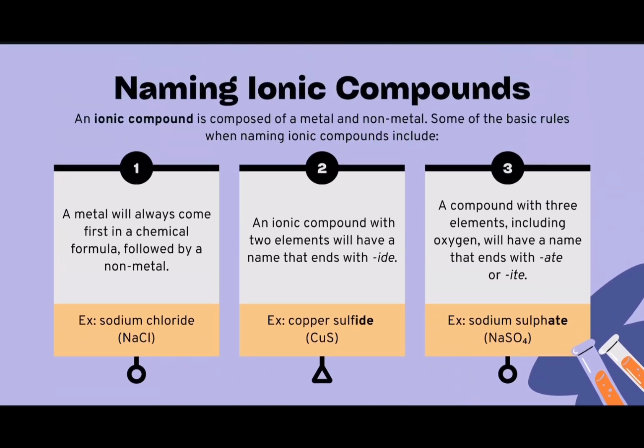Naming ionic compounds. An ionic compound is composed of a metal and a non-metal. Some of the basic rules when naming ionic compounds include: a metal will always come first in a chemical formula, followed by a non-metal. Example, sodium chloride, which can also be said as NaCl. An ionic compound with two elements will have a name that ends with "ide". For example, copper sulfide. A compound with three elements, including oxygen, will have a name that ends with "ate" or "ite". So, sodium sulfate.